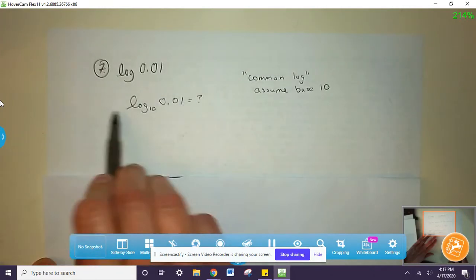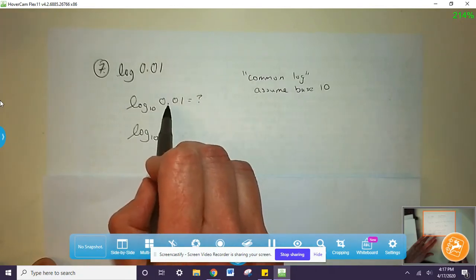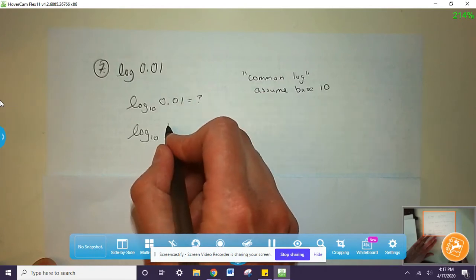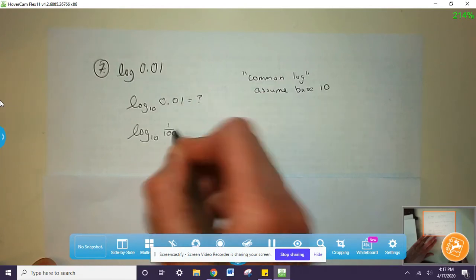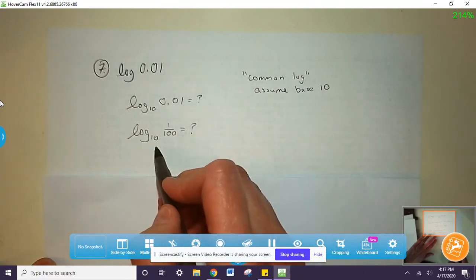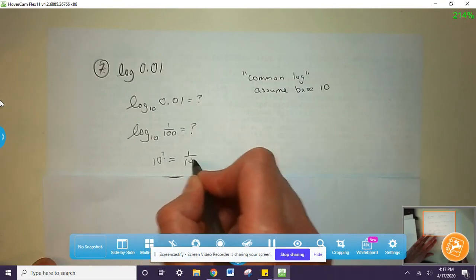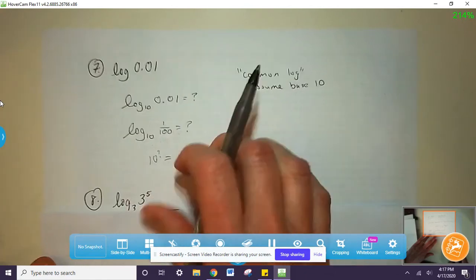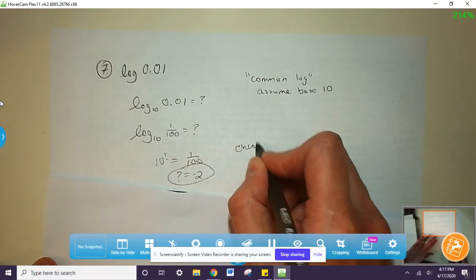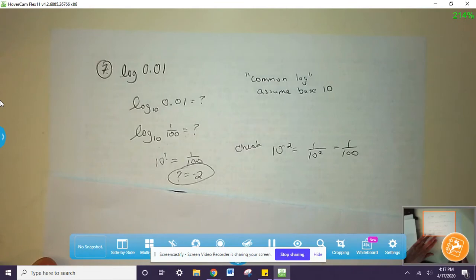And I always have a little trouble solving it in this format. But if I rewrite this as a fraction, it becomes much easier for me. So if we were to read this properly, it's 1/100th. So this is log base 10 of 1 over 100 equals what? So if I now rewrite it as 10 to what power equals 1 over 100, I can figure out pretty quickly that that answer is going to be -2. Because if I do 10 to the negative second, I get 1 over 10 squared, which is 1 over 100.